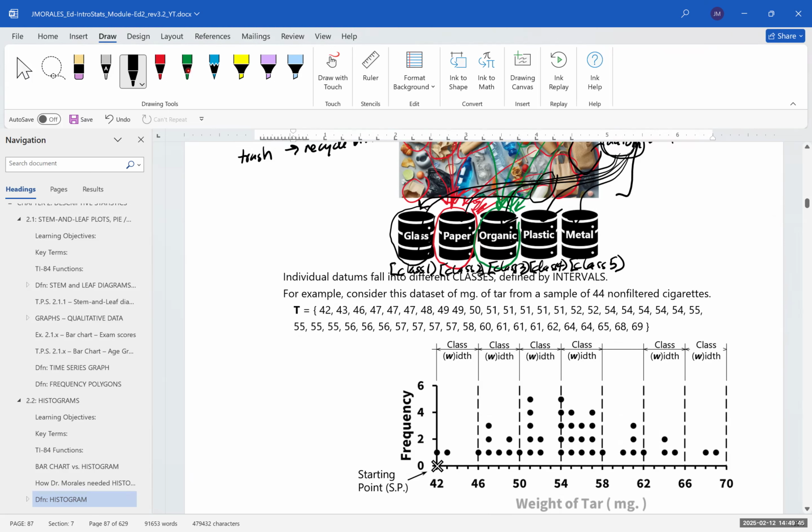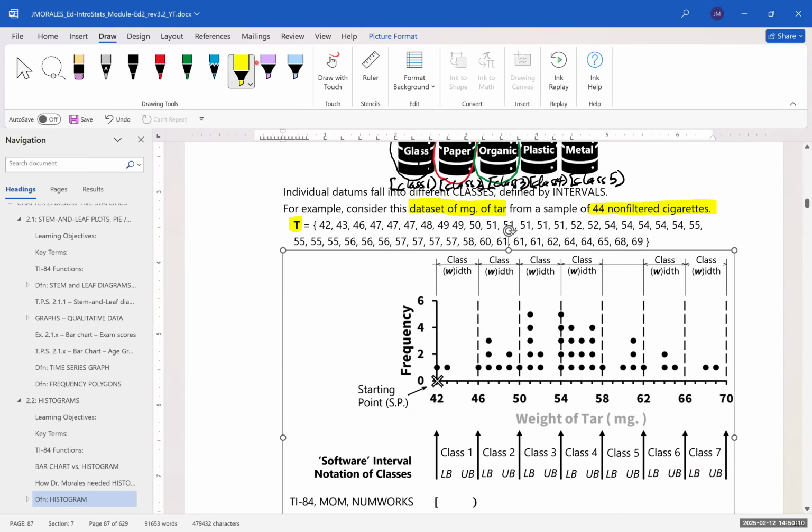So let's look at an example here. Here we've got a data set which represents milligrams of tar in cigarettes from 44 non-filtered cigarettes. So we've got 44 datums in this random variable T, which stands for tar. And each of these numbers represents milligrams. Now, down below, we've chosen 42 to be the starting point. And what is the width of each class?